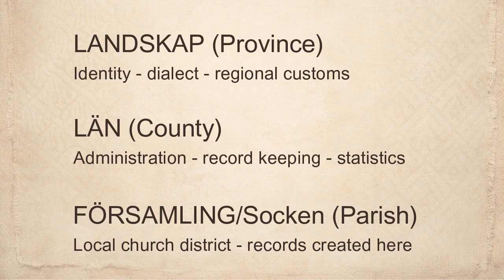So just to recap, provinces are geographical areas, counties are where the administrative records are kept, and the parish is where they were created. Next, we're going to move on to looking at some maps, so all of this can be a little less theoretical.